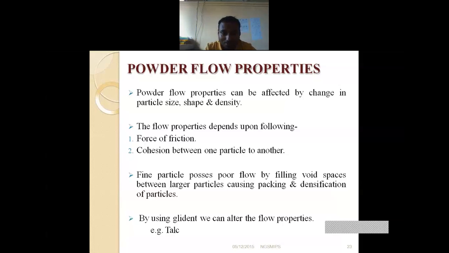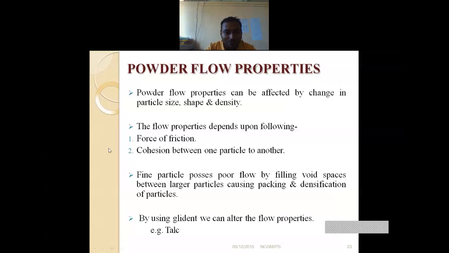Understood? So powder flow properties can be affected by changes in particle size, shape, and density. Yes, it will affect bioavailability when the drug goes into the systemic circulation, but obviously it has some relation to formulation parameters. Formulation parameters means particle size, shape, and density. So powder flow properties are also an important factor for particle size, shape, and density.